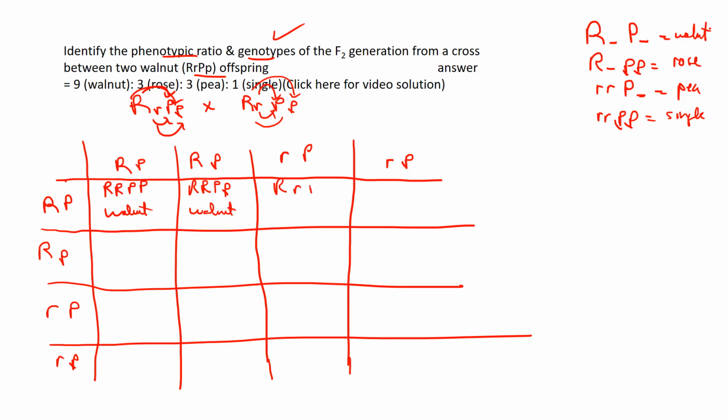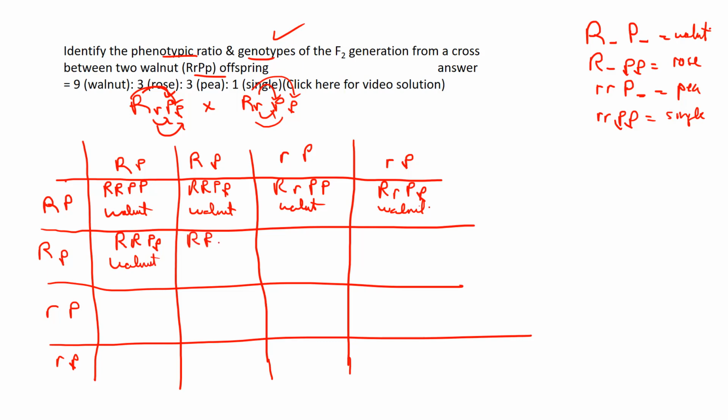Capital R, big P. As long as I have a big R and a big P, it's always going to give me walnut. Capital R, capital P, little p, all walnut. Okay. Capital R, big P, little p. There's another walnut.